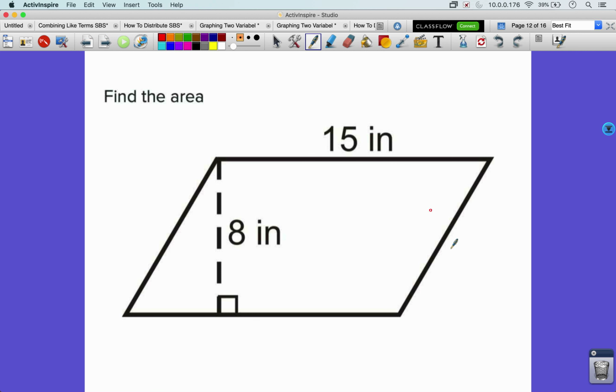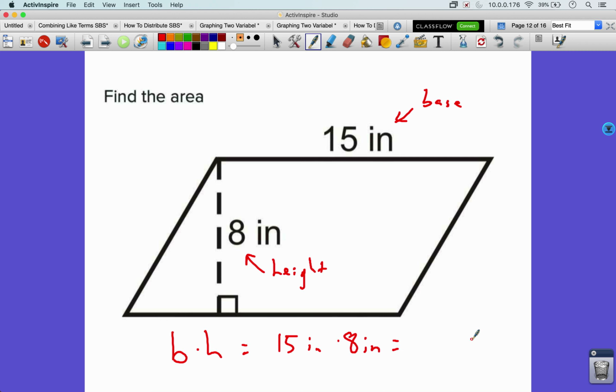Let's find the area of this parallelogram. This 15 is our base, and this length down here would also be 15, in fact, and this 8 is going to be our height. Base times height is going to become 15 inches times 8 inches, which, let me double check that one, 8 times 15, 120, and then inches times inches becomes inches squared.